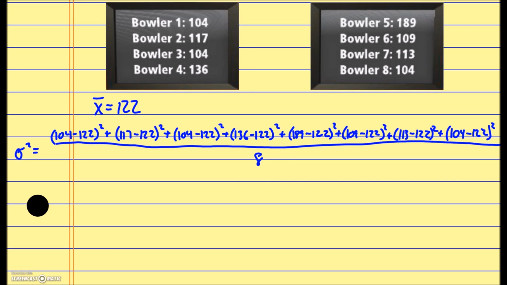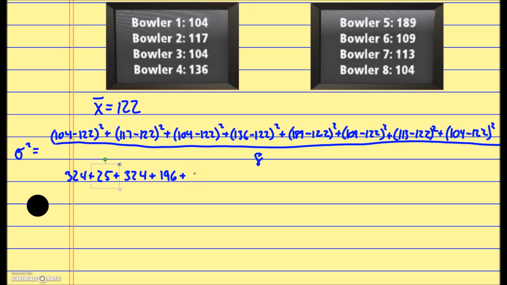The 104 minus the 122, that's going to be a negative 18. The negative's not really important because once we square this thing, it's going to be positive anyway. So I square it and I get 324. Let me write that down. I'll just do this in a couple different steps. So I've got 324. Plus the next one, that gives me a difference of negative 5, and then I square that. That's a 25. The next one is the same as the first one. That's a 324. The next one, 136 minus the 122 is a 14. 14 squared is 196.